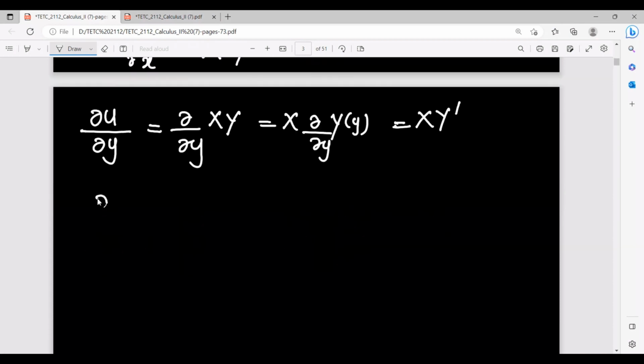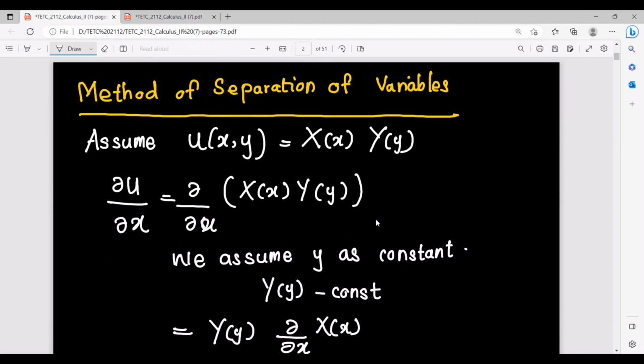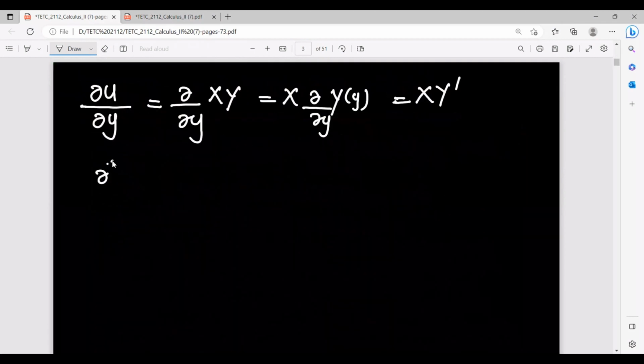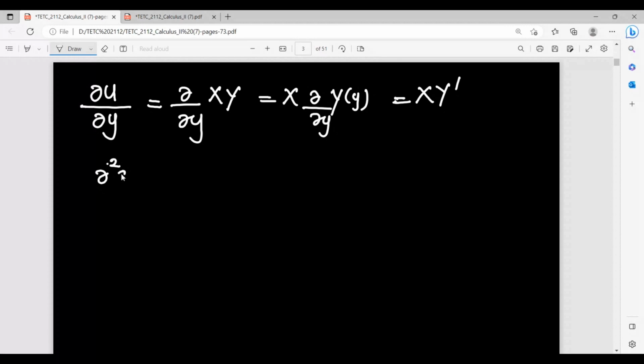Okay, next one. Then make it heat. So if I go back to the original problem, the heat equation consists of ∂u/∂t and ∂²u/∂x². So we need to find an expression for this. So try to find this one, ∂²u/∂x². So the meaning of this is ∂/∂x times ∂u/∂x.